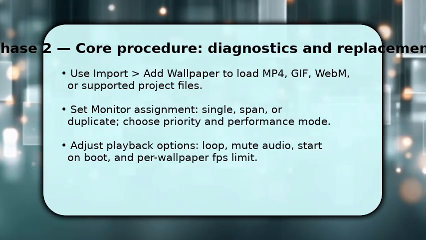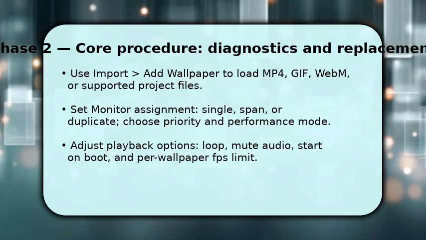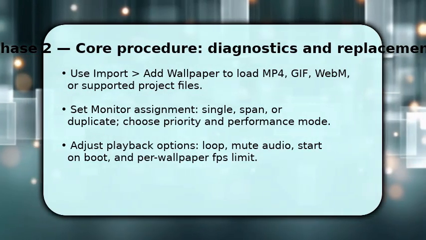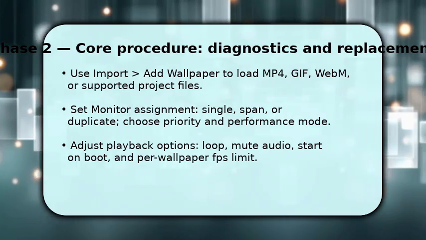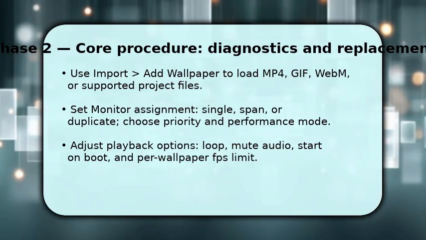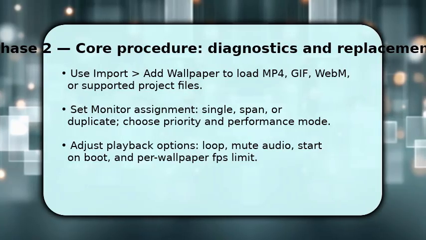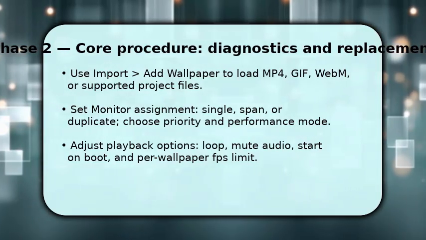CPU/GPU usage. Then tweak playback settings like loop, mute audio, start on boot, and an FPS cap to save power. Also, check priority. Set Wallpaper Alive to low priority if you game or stream, so finish by testing.